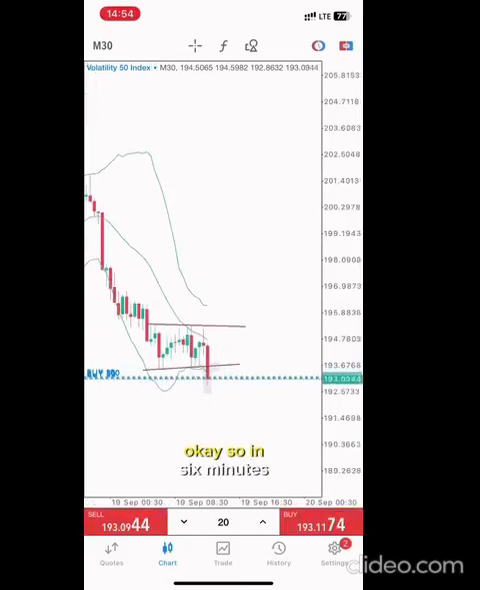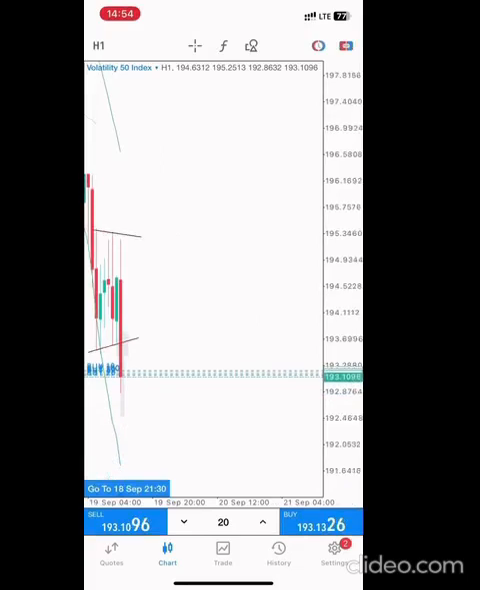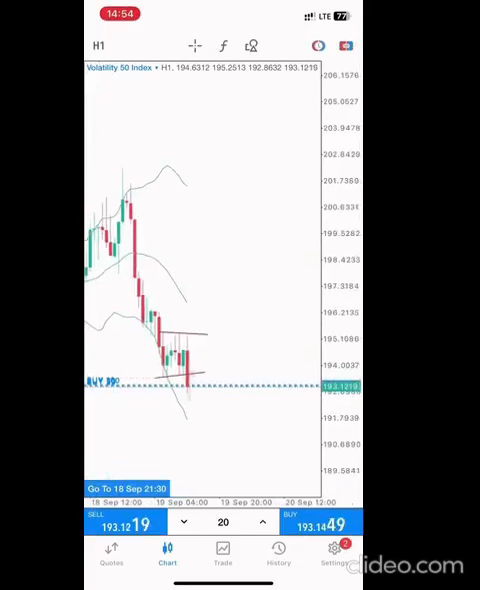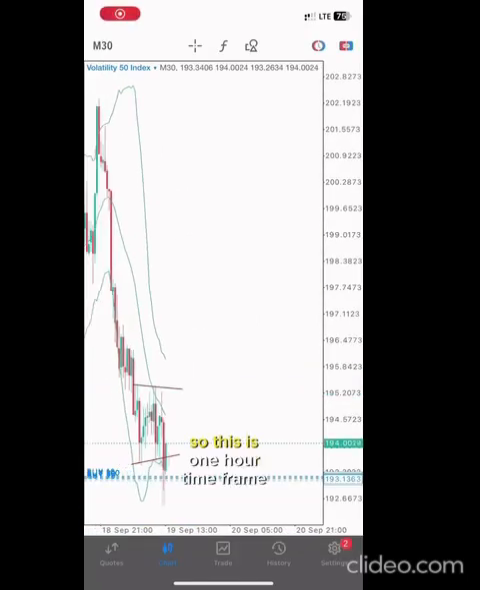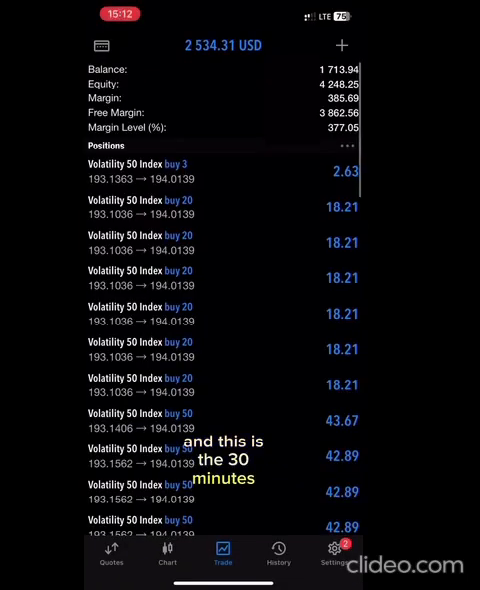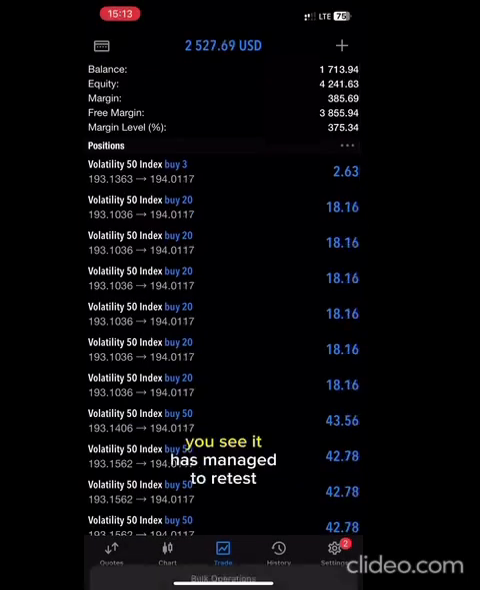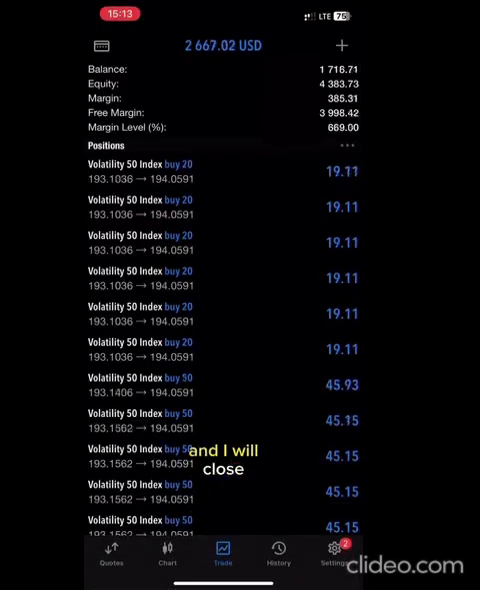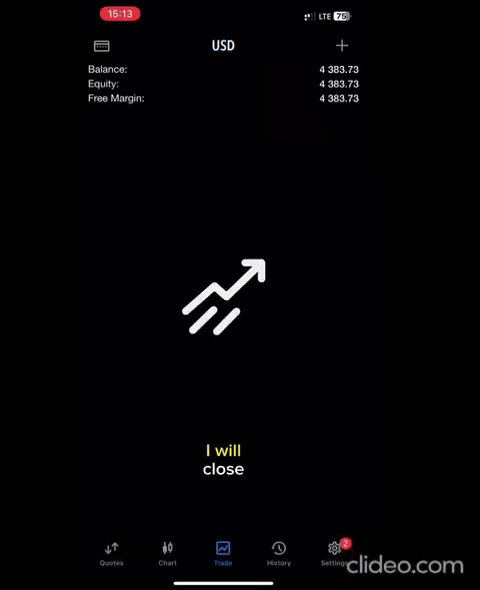Okay, so in 6 minutes, the 1 hour time frame will close, and the 30-minute time frame will close the candlestick, and there will be the next candle which we will retest. So this is the 1 hour time frame, and this is the 30 minutes. After some time, you see it has managed to retest, and I will close.